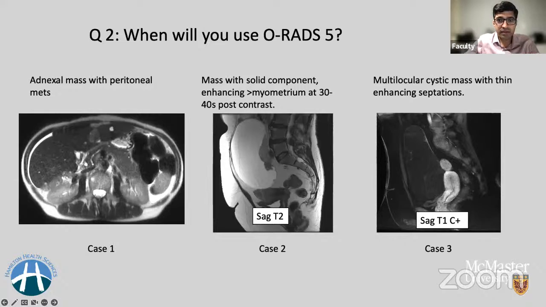Then you have a sagittal T2-weighted image, which shows a large cystic mass in the pelvis with an irregular solid component, which is not T2 dark, and it shows enhancement greater than the myometrium on post-contrast imaging at 30 to 40 seconds. Then case three is a multilocular cystic mass with thin enhancing septations. That's the uterus, which is pushed posteriorly by the mass effect of this lesion. So which of these do you feel is an O-RADS 5, or a definite O-RADS 5? You can go ahead and answer.